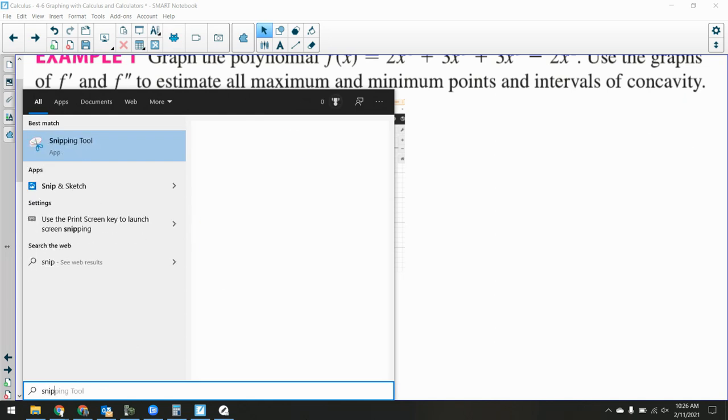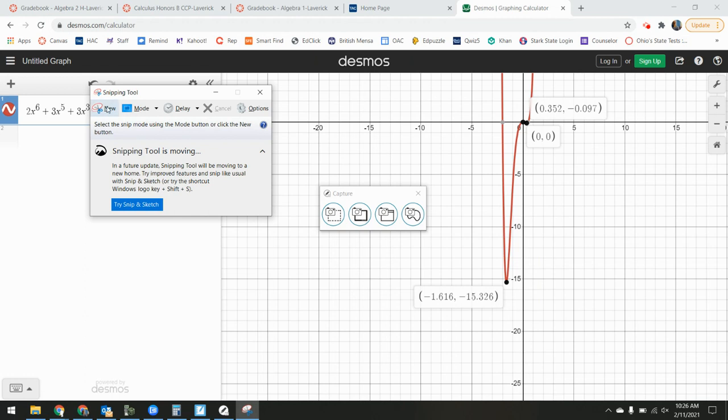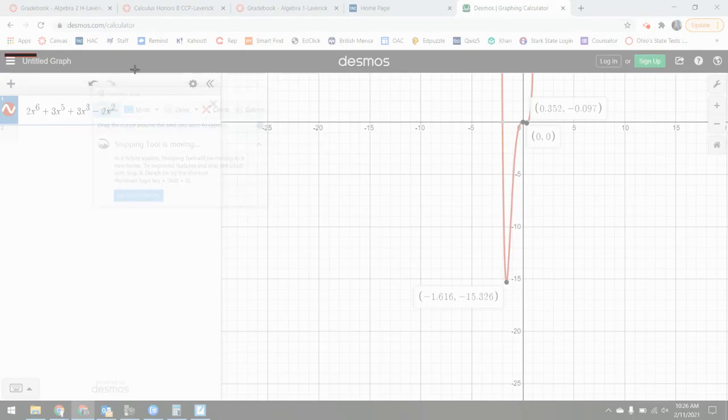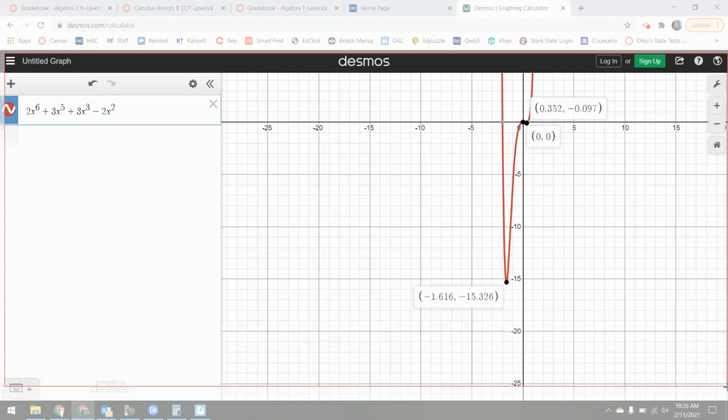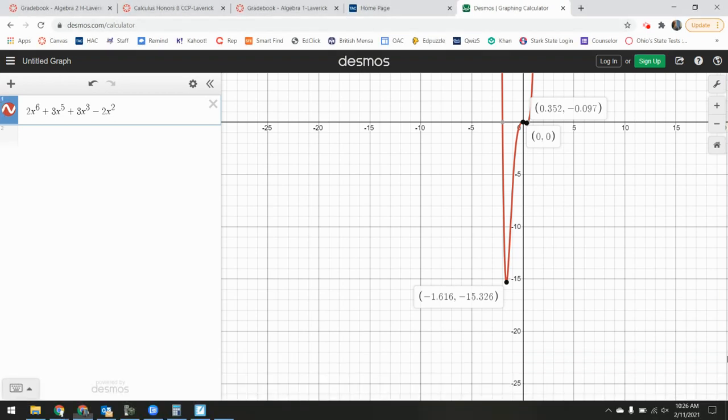There we go. You just do that, and this will make it an image for you. Okay. You just hit new, and then you can snip it. But give me all the critical points, and I want to see the function over on the left side.